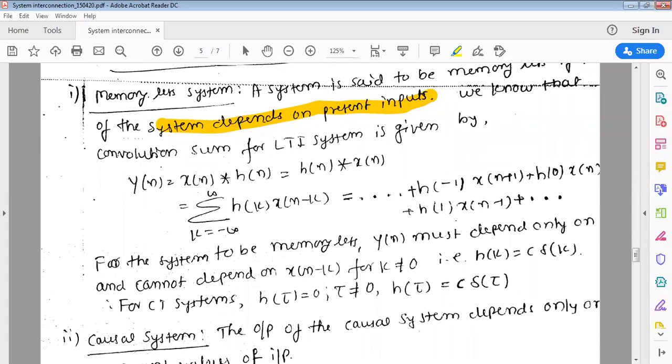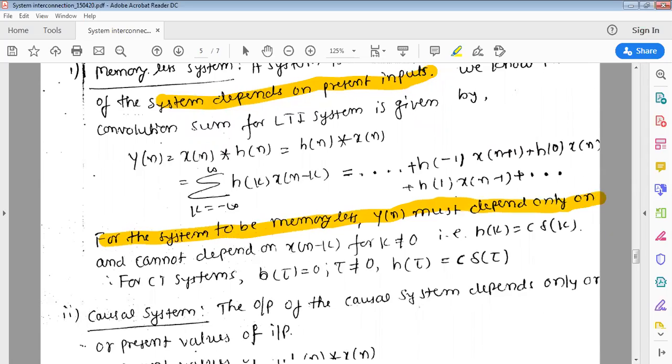Now, if you say that the system is to be memoryless, y of n must depend only on the present input and cannot depend on x of n minus k for k not equal to 0. Means y of n should depend only on x of n. It should not depend on x of n minus 1, x of n minus 2, x of n minus 3, or x of n plus 1, x of n plus 2, x of n plus 3. So all these factors must become 0. And all these factors below 0 also should become 0. So what should happen? Only h of 0 and x of n should exist.